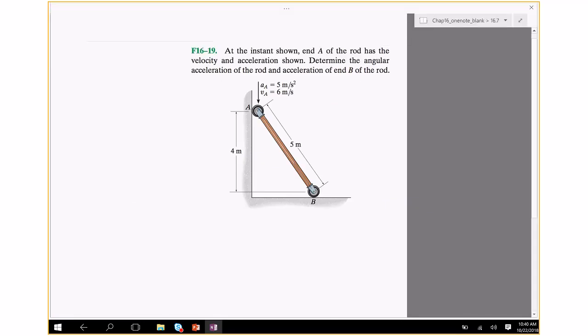Okay, at the instant shown, point A of the rod has the velocity and acceleration shown. Determine the angular acceleration of the rod and the acceleration of B. So, acceleration of B, and we have to find the angular acceleration.